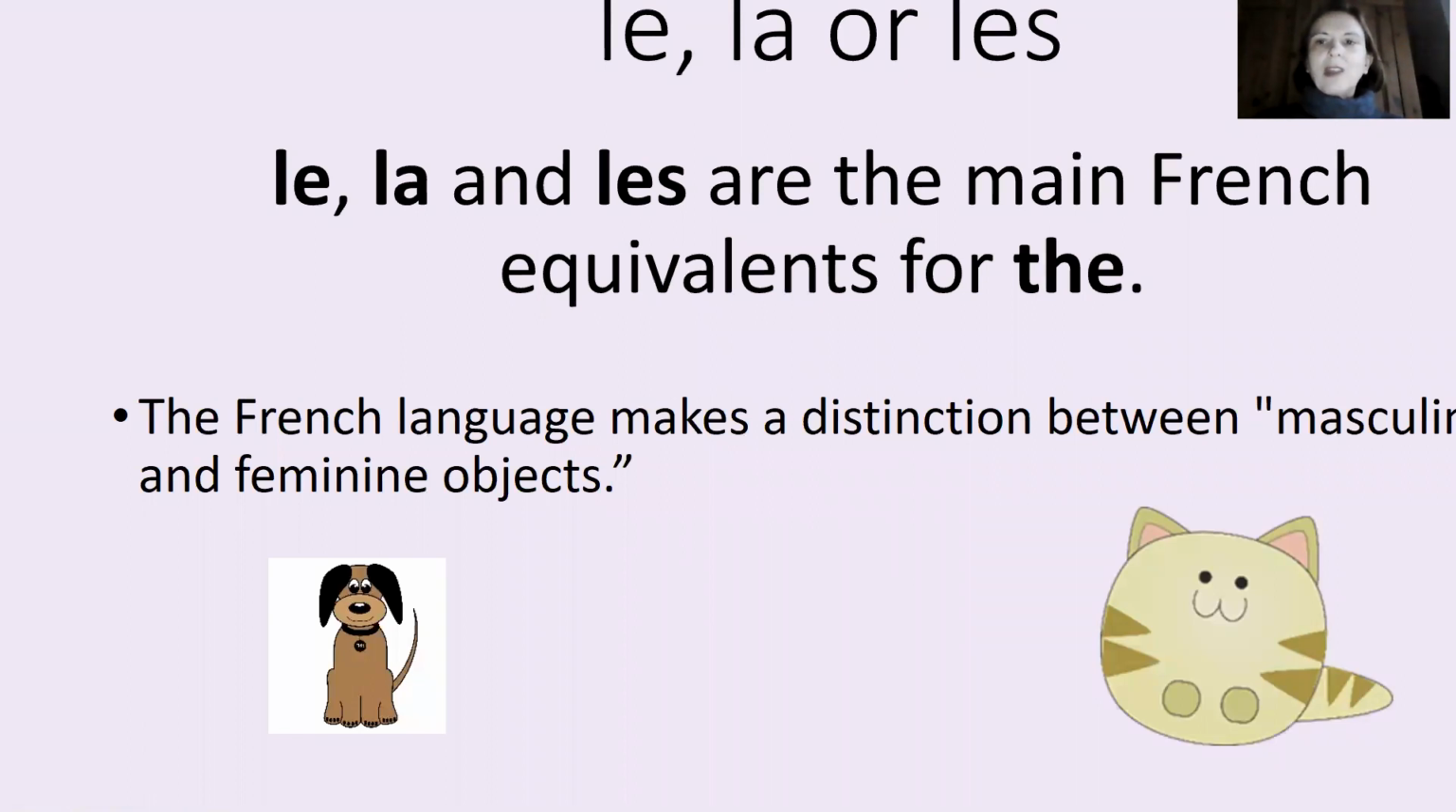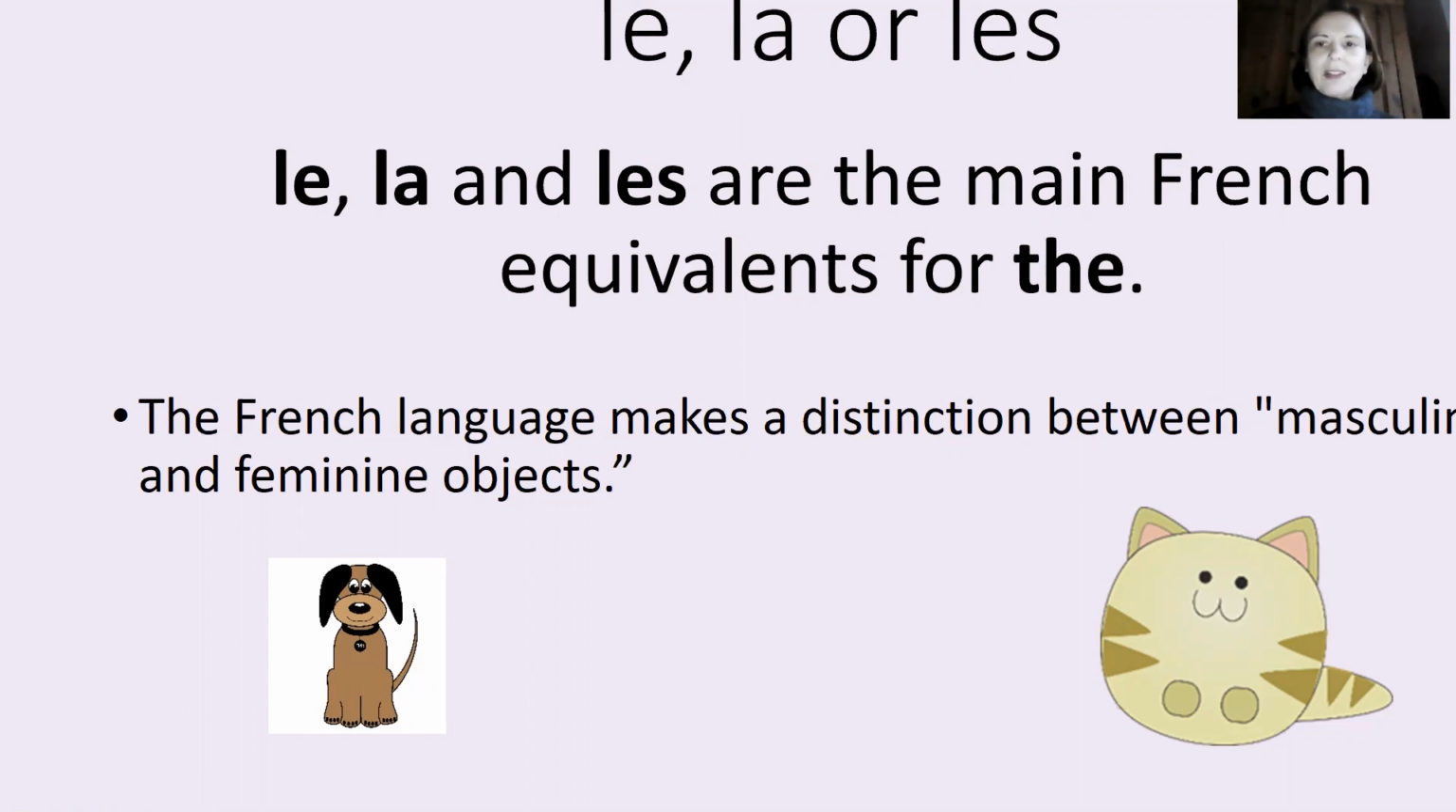Okay. So there are three words for the word "the" in French. There is a fourth, which we will look at as well. So the three French words for "the" are le, la, or les. Okay, so let me point them out again. So you've got le, la, or les, and they are the main French alternatives for the English word "the".